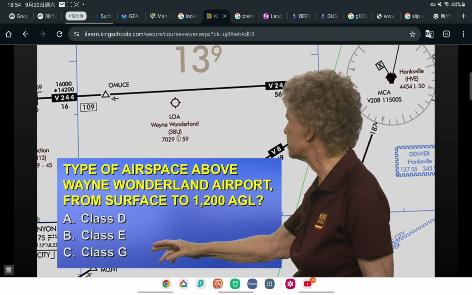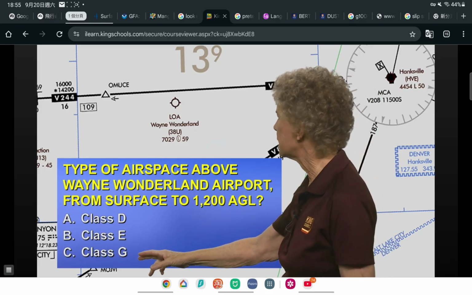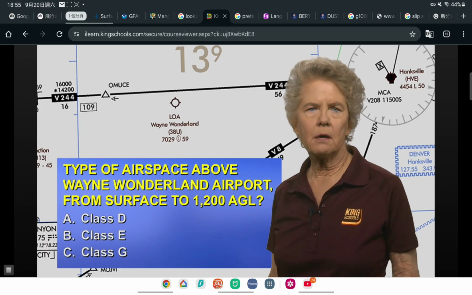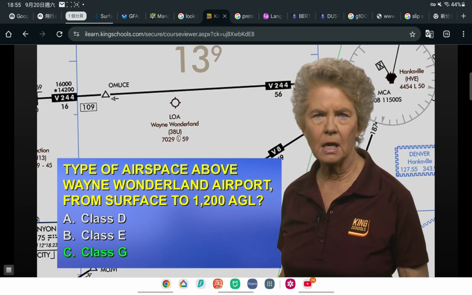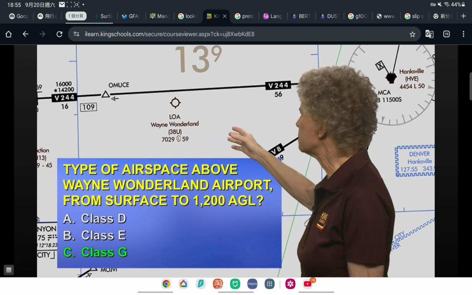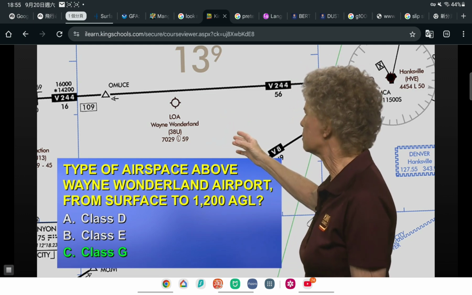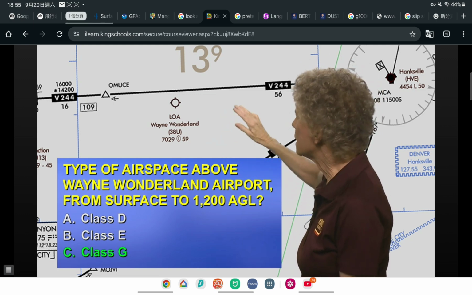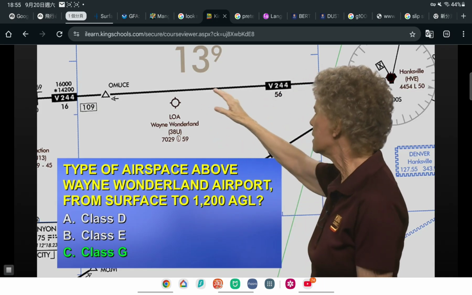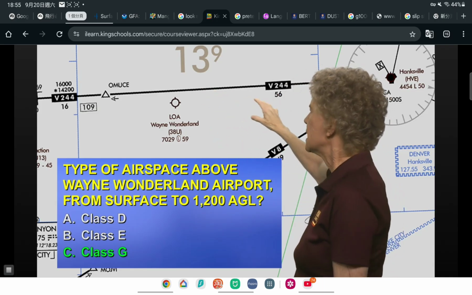Finally, the last choice, C, is Class Golf. We've eliminated the first two choices, and it's obvious that this airport has Class Golf, Class G, airspace at the surface. Wayne Wonderland is in Class G airspace, and the overlying airspace is Class Echo for this airway, Victor 244.